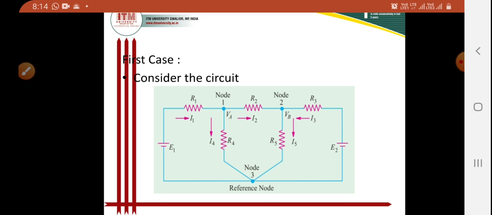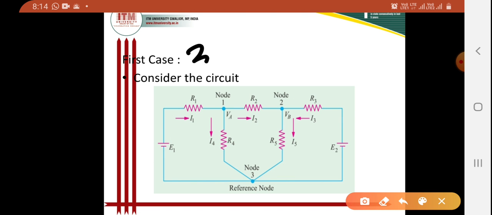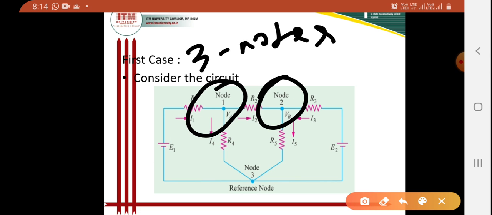See this circuit. This circuit has 3 nodes. Here how many nodes are there? 3 nodes in this network. So this is a node, and this is a node, and also this is a node. So node 1, node 2 and node 3. That means 3 nodes are there in this network.